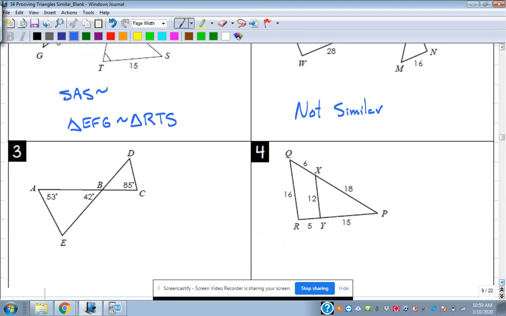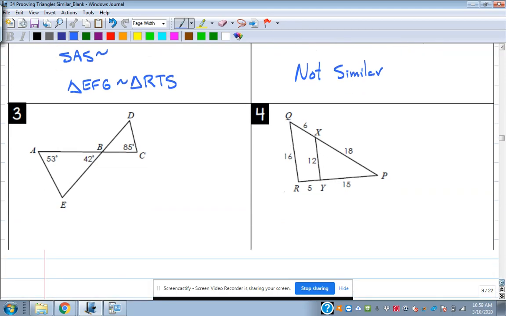What about number 3? Okay, so we got vertical angle. So really, yeah, you do have a similar, or 2. You got those angles right there. What does this one equal? 53 plus 42, subtract from 180, and that's 85 right there.